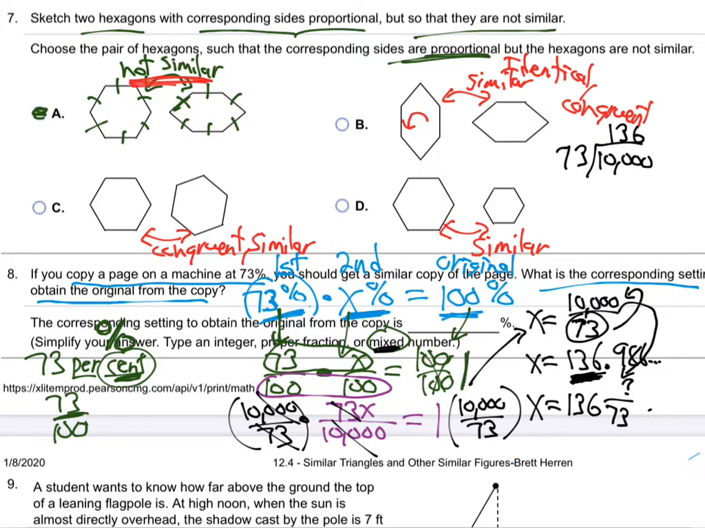So just take your calculator and multiply 73 times 136 now. This times this, you're going to get 9,928. Subtract those and you get the remainder of 72. So that's what must be left here. This must be 136 and 72 73rds. That's the same exact number as 10,000 over 73.